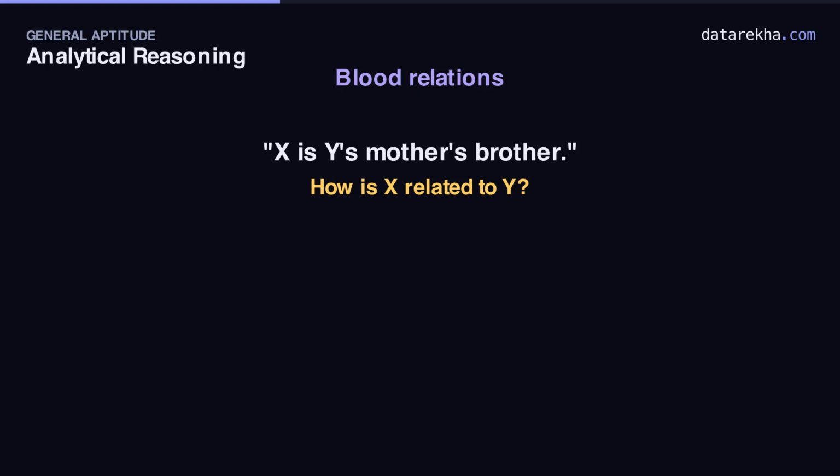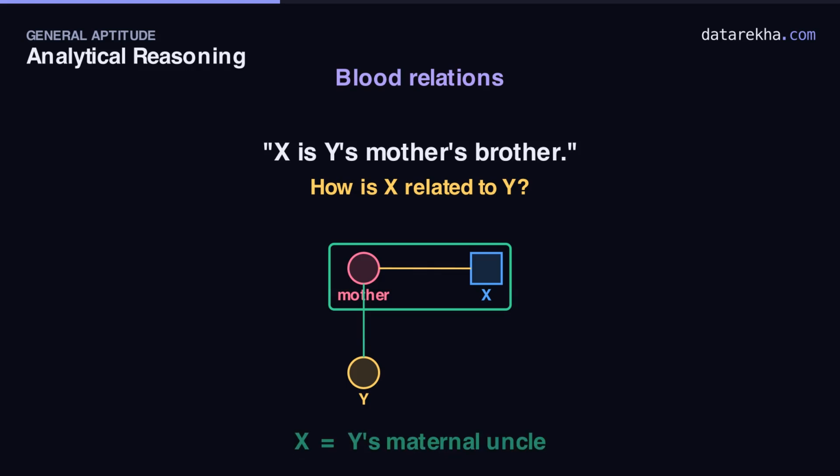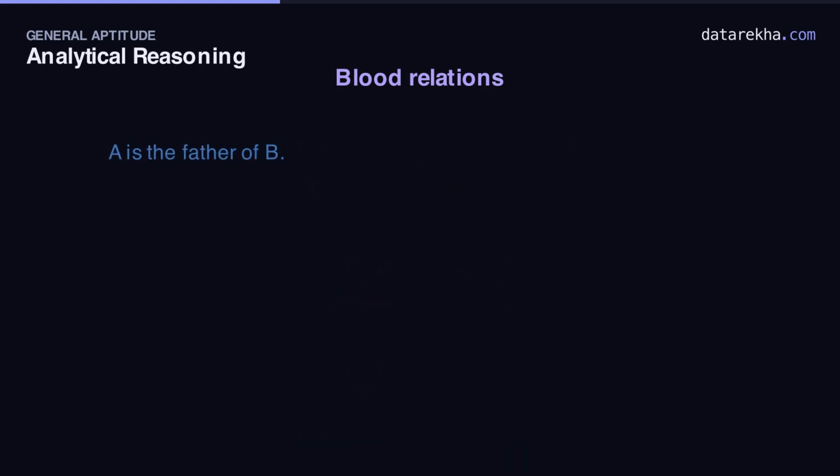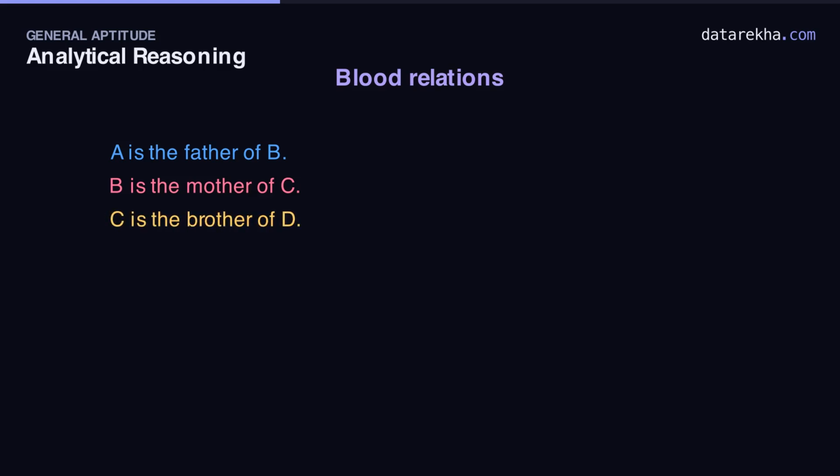Begin at Y. Up one step from Y to her mother. A circle, one row up. From the mother, sideways to her brother. Same generation. Male. A square beside her. That square is X. Read the picture. X is a brother of Y's mother. That is a maternal uncle. Uncle on the mother's side. Done in 3 strokes. Now a relation chain, just follow the links.